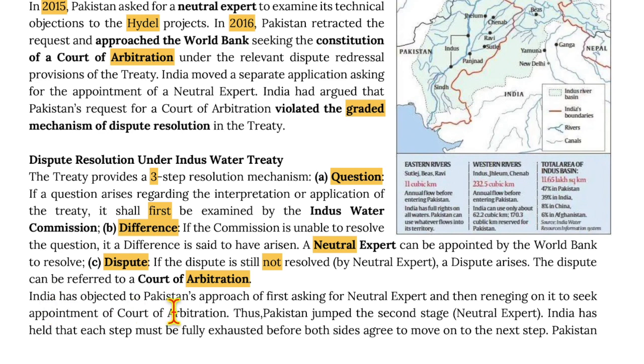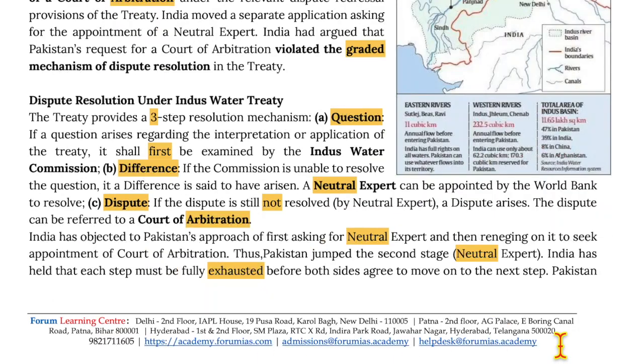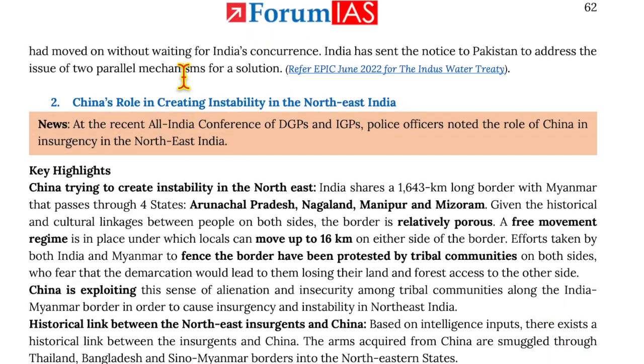Now, India has objected to Pakistan's approach of first asking for a neutral expert and then reneging on it to seek appointment of court of arbitration. Thus, Pakistan jumped the second stage, that is the neutral expert stage. India has held that each step must be fully exhausted before both sides agree to move on to the next step. Now, Pakistan has moved on without waiting for India's concurrence. India has sent notice to Pakistan to address the issue of two parallel mechanisms for a solution.